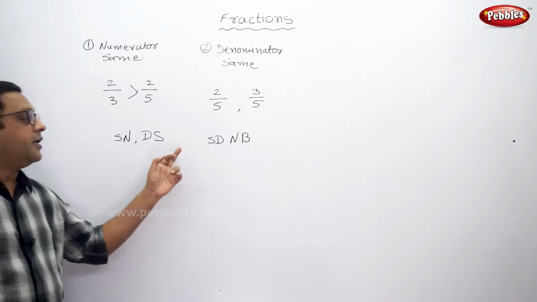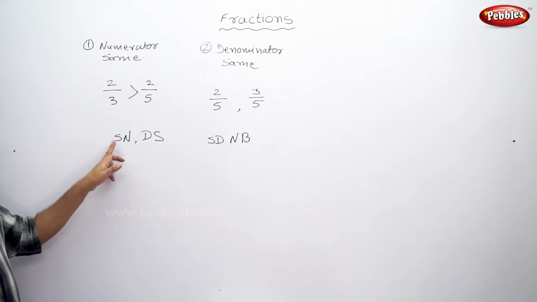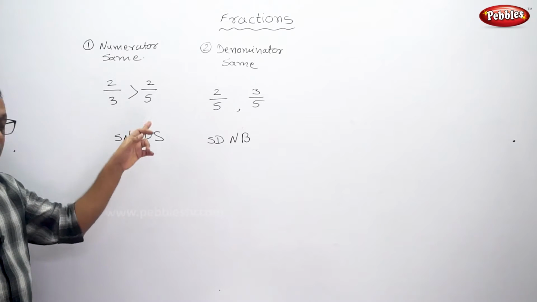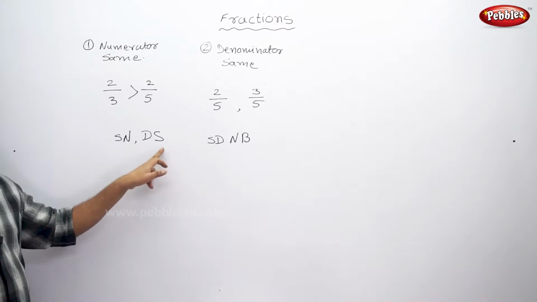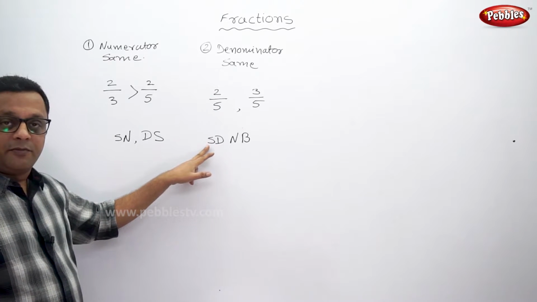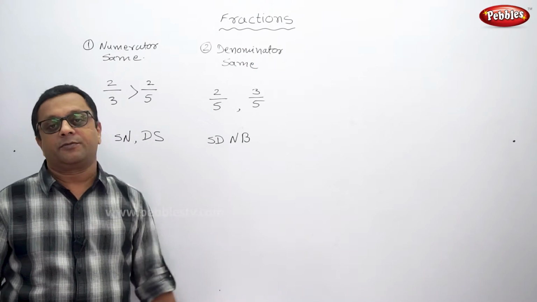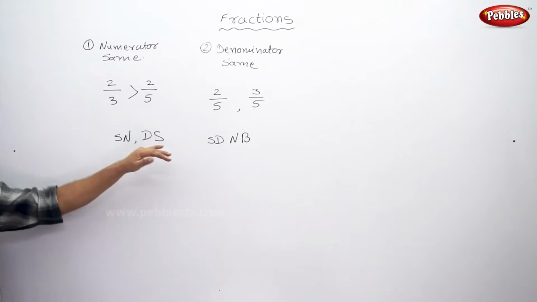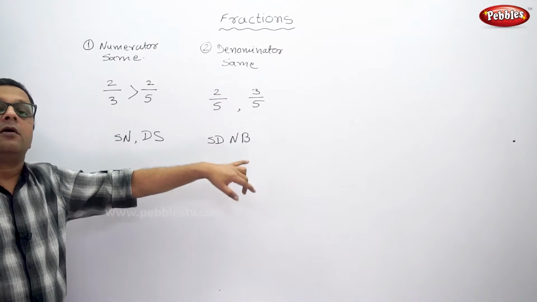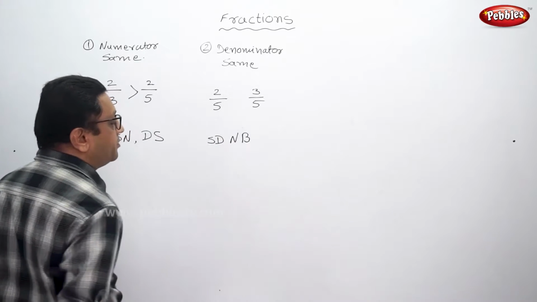Again I am telling you, whenever the numerators are the same, the fraction whose denominator is bigger is a smaller number. And when the denominator is the same, the fraction whose numerator is bigger is a bigger number. Here it is not reversed, here it is reversed. Denominator big, number small. Numerator big, number big. Okay, so here I will write the sign.